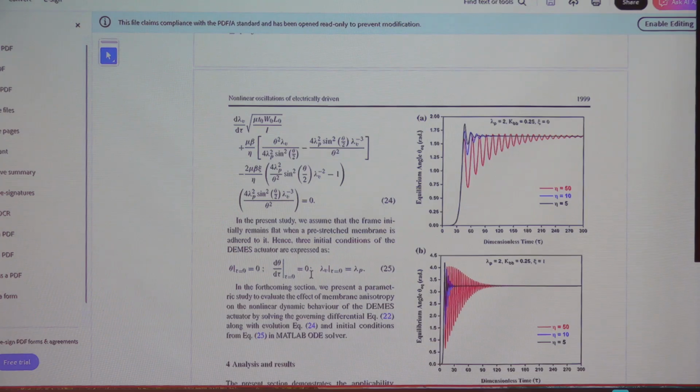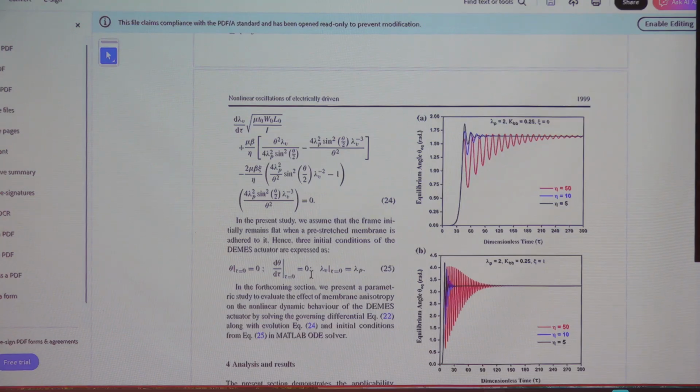And we assume that lambda viscous that I am talking about will initially have the value of the pre-stretch of the membrane. Definitely we require some initial condition to begin with. So we have taken lambda viscous equal to lambda p. It's not arbitrary. It's already been observed that the viscous stretch that develops in the membrane evolves with time, but it is nearly equivalent to the pre-stretch that you are providing.